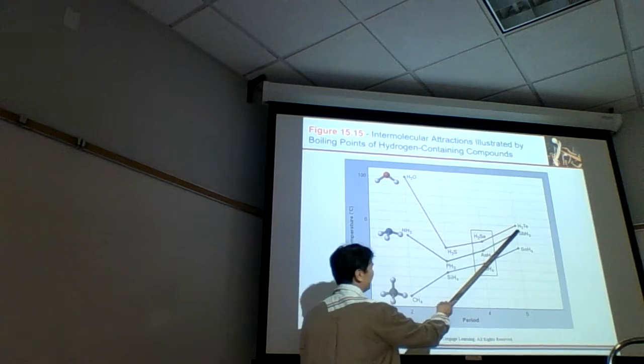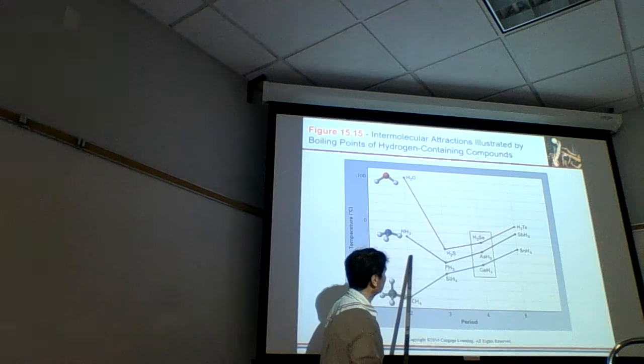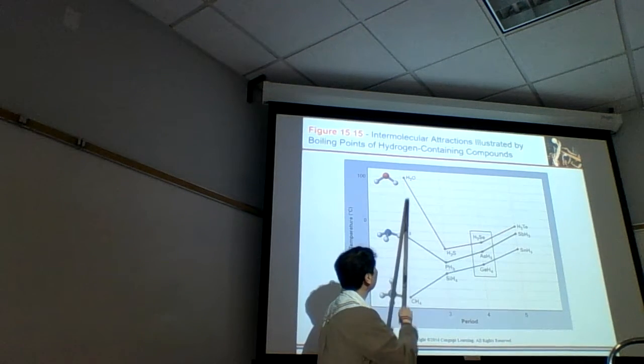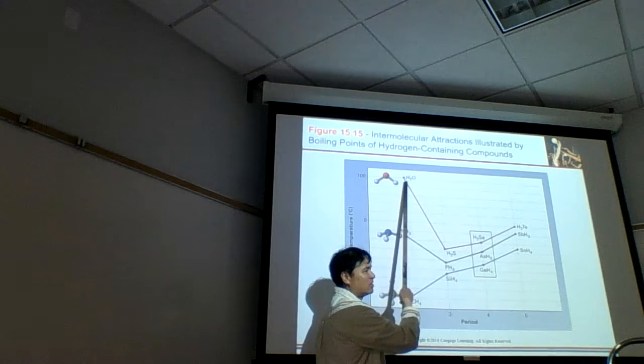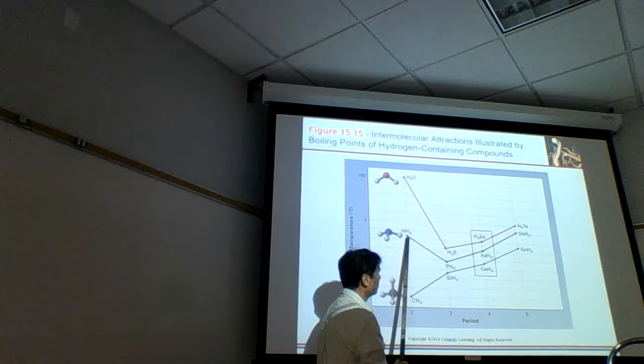And so we expect this to happen. What should happen is H2O should be down here. H2O should be around, let's say here, but H2O is way up there. And so something weird happens with H2O, something weird happens with NH3.